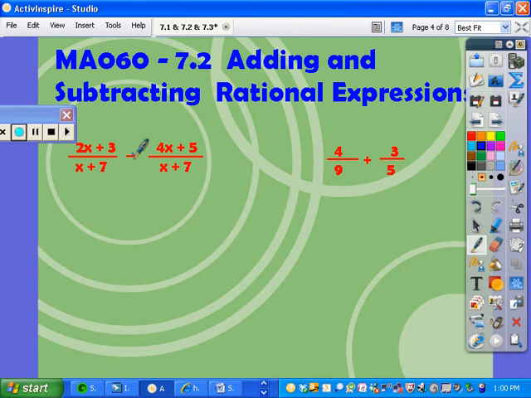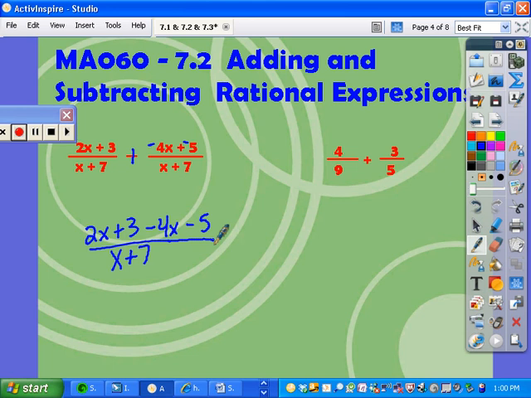I tend to like, anytime I have a subtraction, to change it to adding the opposite. And I do that with everything up there. You have to change the sign on all of those. That way I remember, I don't forget, oh, I was subtracting, that affects everything. So what I would end up with on this problem then is an x plus 7 for my denominator. And on the top, I have a 2x plus a 3 minus a 4x and minus a 5.